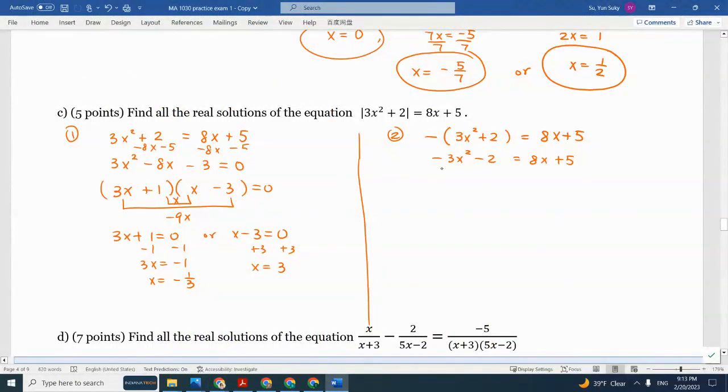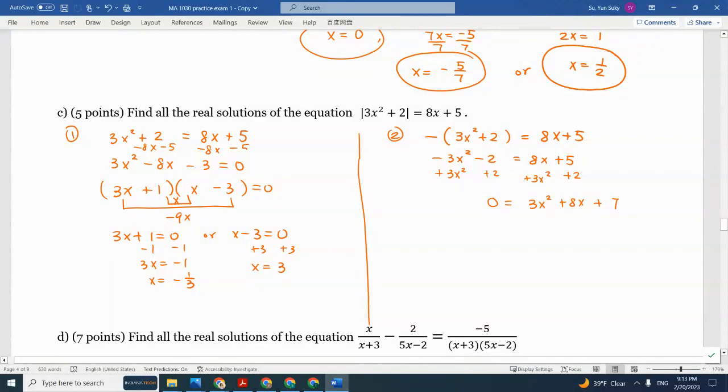All right. So we want the coefficient of x squared to be positive. Therefore, I will add 3x squared. So we have 3x squared plus 8x. So I'm moving all the terms to the right. So we're adding 2. 5 plus 2 is 7. Okay? You see, this is a quadratic equation.